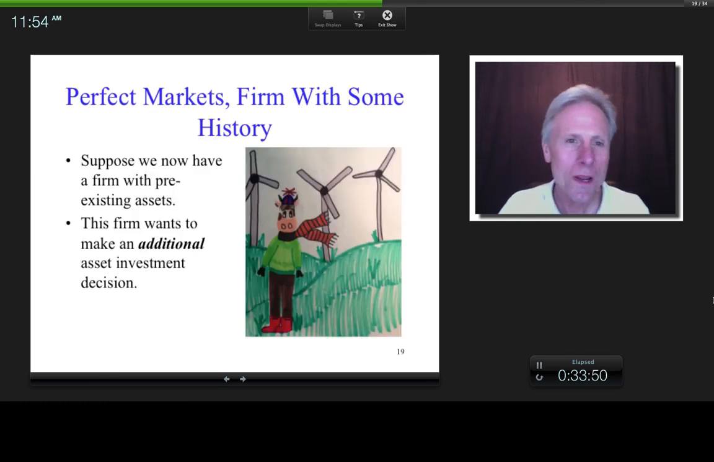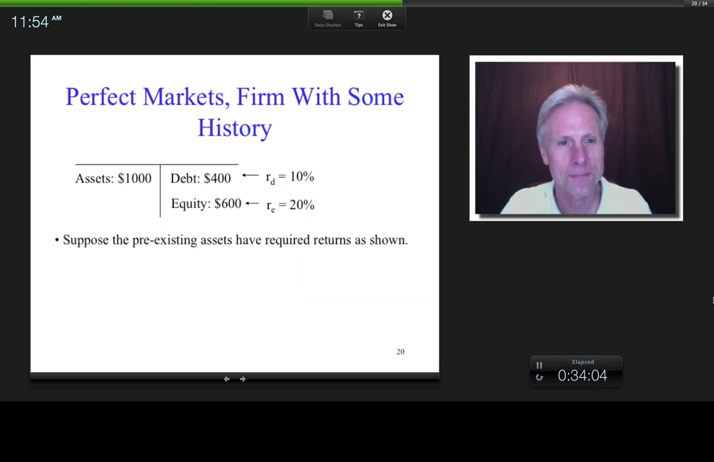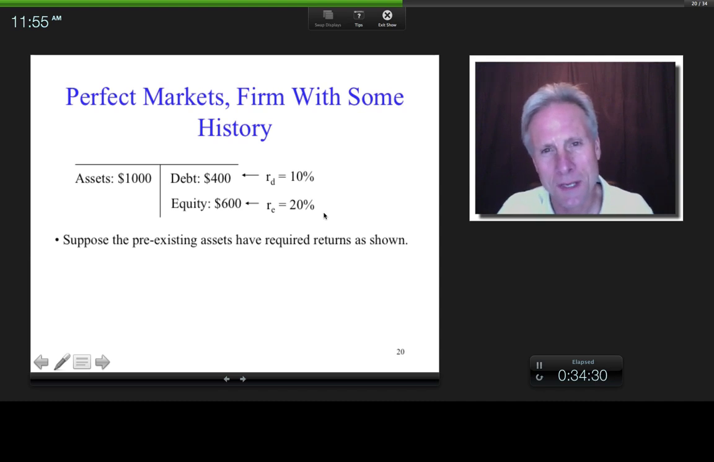Okay, so we are still in perfect market fantasy land, and now we're looking at pre-existing companies that already exist, and they're making an incremental or additional asset investment decision. Okay? So suppose here we have the pre-existing assets. This is the firm, whatever it is. Maybe it's Intel or whatever. And let's say that this company has $400 in debt, and the debt holders say, hey, what are you doing with my money? And they require a return of 10%. The equity holders say, hey, what are you doing with my money? And how many get paid before me? And they require a return of, say, 20%.